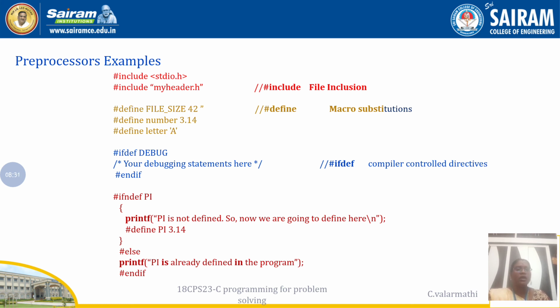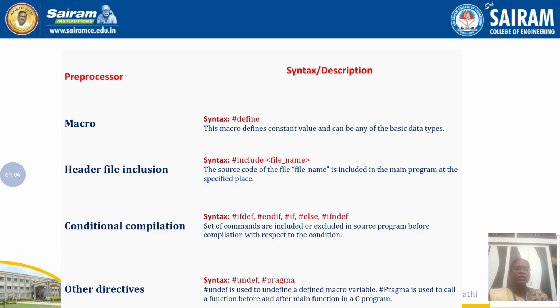Else, just how we normally use the if else part, it is the same. Or else, printf to convey that PA is already defined in the program. This is also a possible C programming statement which comes under the category of compiler controlled directives. These are some of the best examples which I have picked from the book.